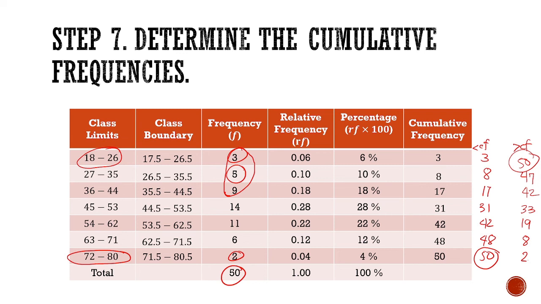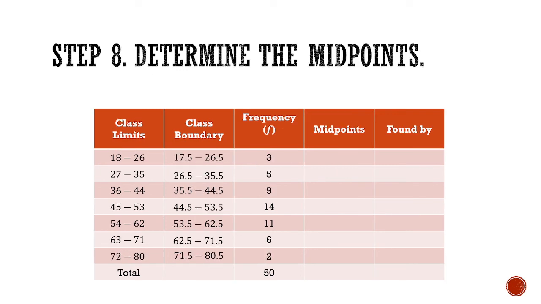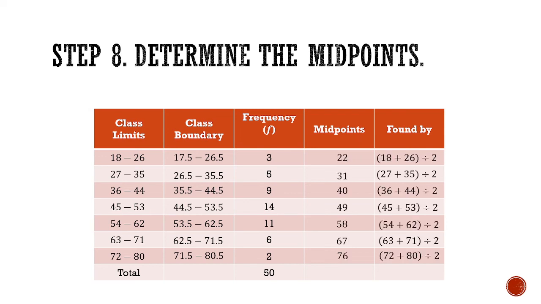Okay? So for the next step, we need to get the midpoints. So by midpoints, here are the midpoints. So paano yun nakuha? You just need to add the lower limit and the upper limit for each class, then divide it by 2. So basically, that will be 18 plus 26 divided by 2. That will be 22. And then you have there 27 plus 35 divided by 2. That will be 31. And so on. So that is how you determine the midpoints.